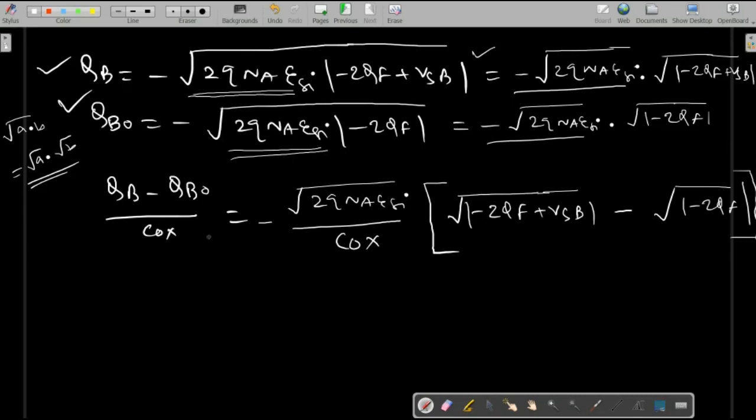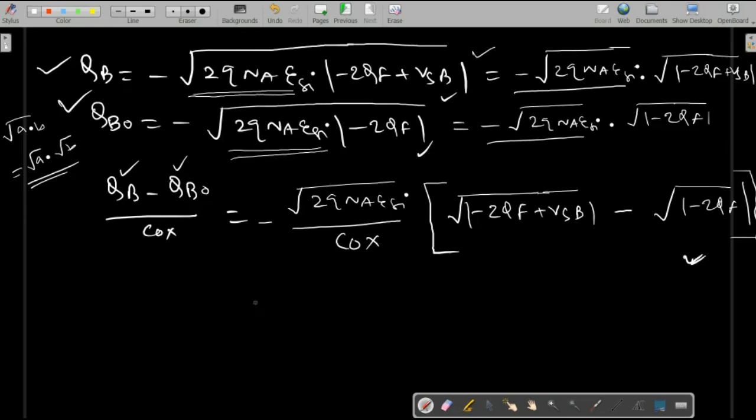We are going to calculate this. Yes, sir, it can be written. Minus QB0. You just simplify this line and check whether you are getting this one or not. So others, please verify. Yes, sir. So we are taking the common part. Common part means minus root of 2QNA epsilon SI by COX. COX is in the denominator, so we have to take that.